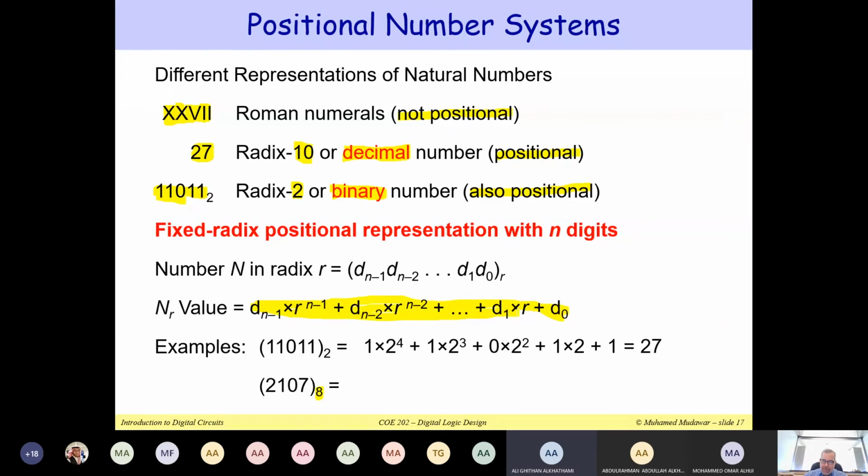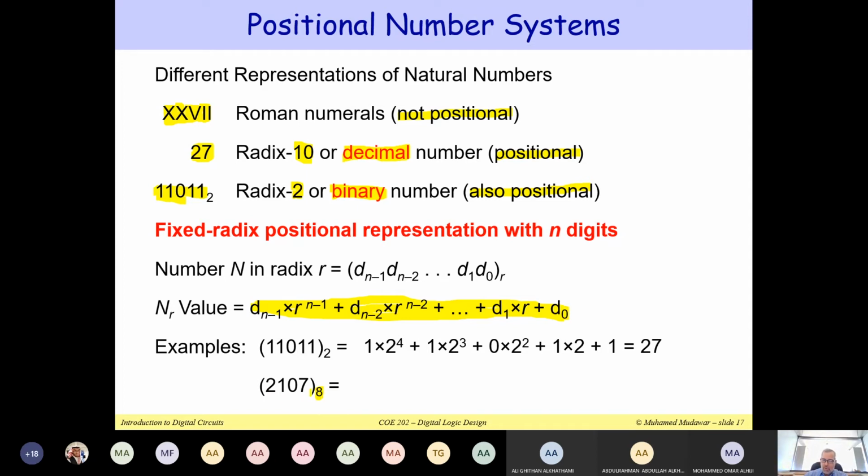What is the radix r? The radix r is 8. What is d0? It is 7. What is d1? It is 0. What is d2? It is 1. What is d3? It's 2. So we have 4 digits: digit 0, digit 1, digit 2, digit 3. Now this is in octal, so we are using the octal number system with only the digits from 0 to 7.